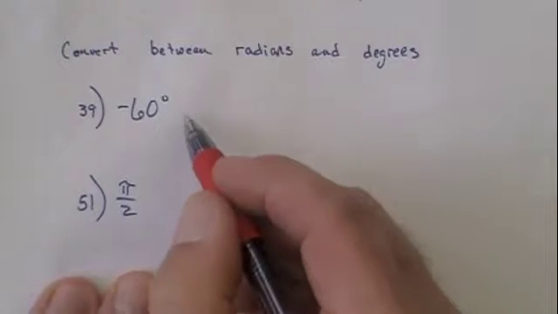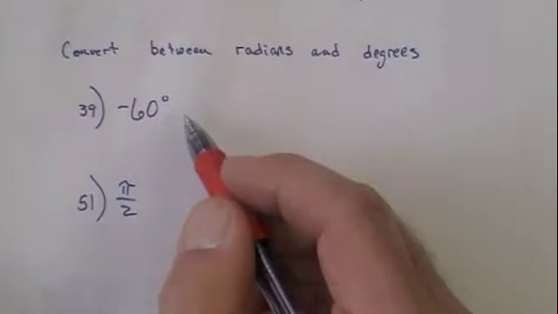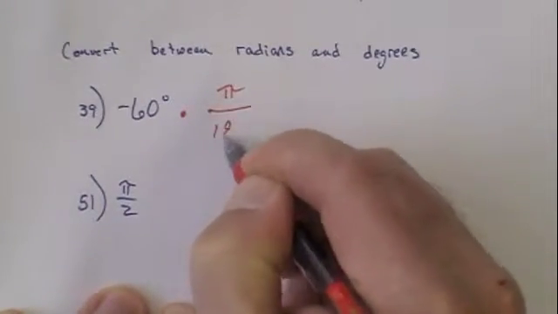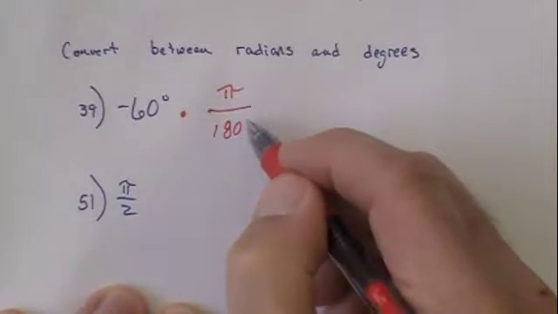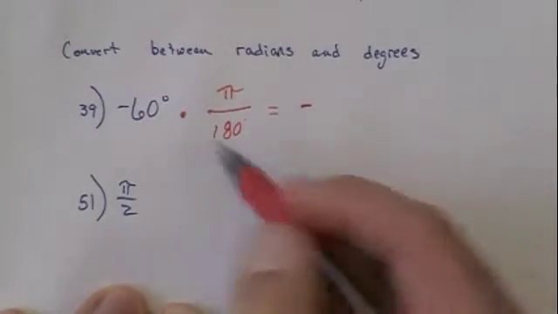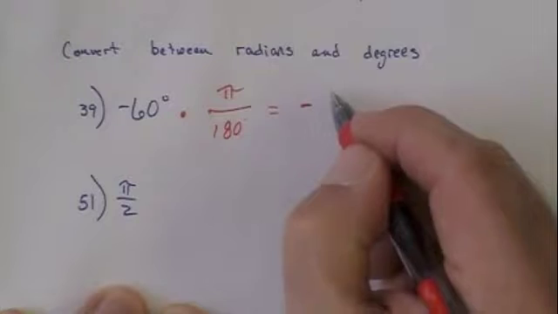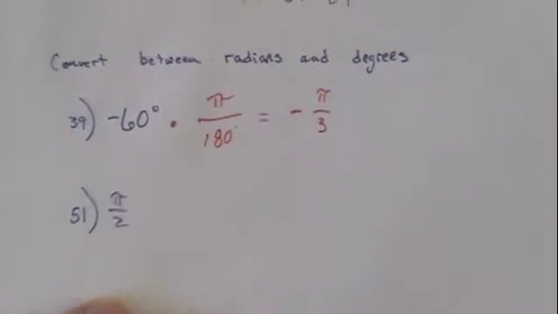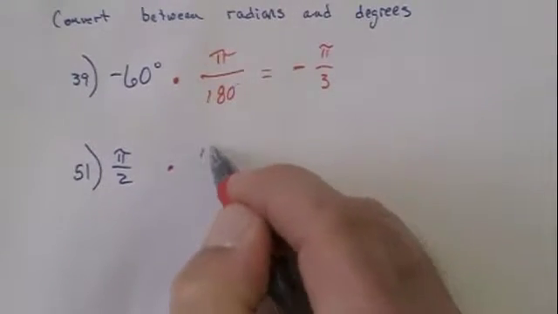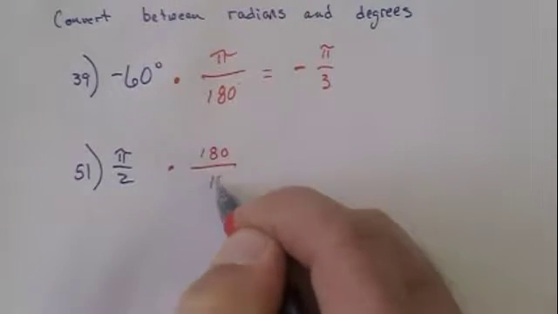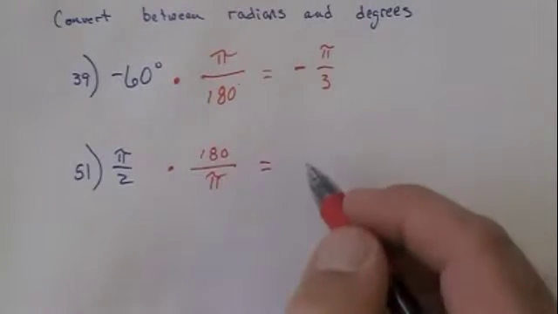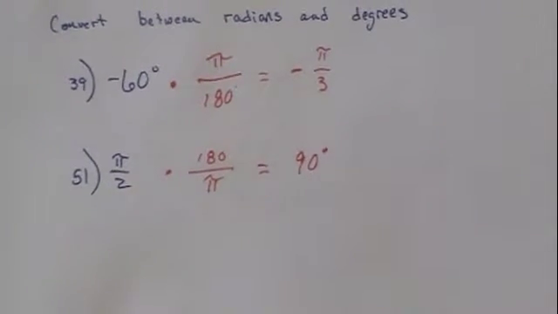And to convert from degrees into radians, I'm going to multiply by pi over 180, because pi radians is equal to 180 degrees. Now when we multiply that across, of course it's still going to be negative. Our 60 and our 180 would reduce, so we get pi over 3 radians. And then to convert from radians to degrees, I would take the reciprocal, so we have 180 degrees is equal to pi. Now when we multiply across, the pi's cancel. We have 180 divided by 2, so this would be 90 degrees.